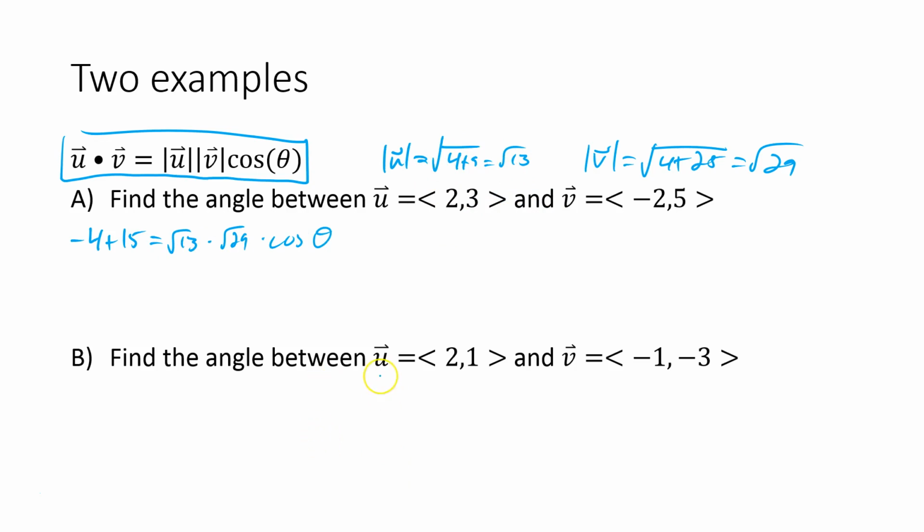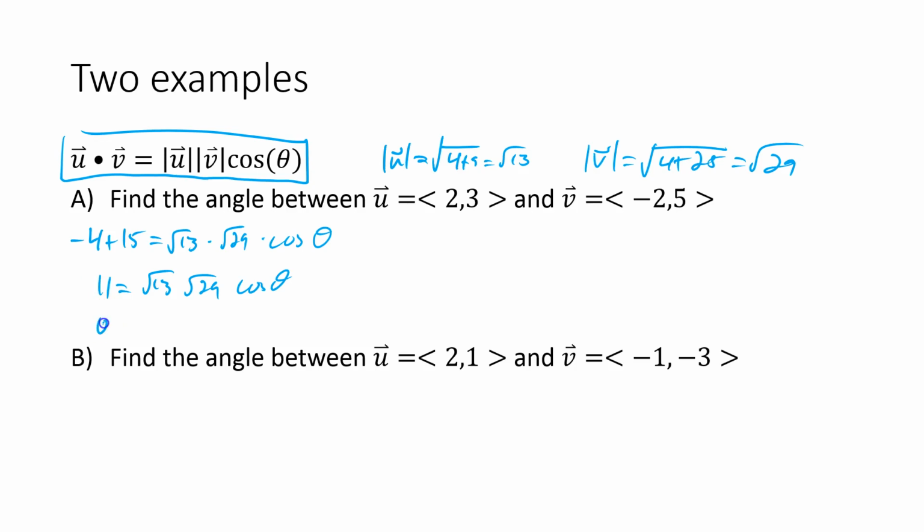So let's solve for theta. So I might start doing some work with the calculator now. Negative 4 plus 15 is 11. So 11 is root 13, root 29, cosine theta. Now maybe I'll take my 11 and divide by root 13 and root 29. So 11 divided by root 13, I'm working with my calculator here, gives me 3.05. Now I'm going to divide by root 29.